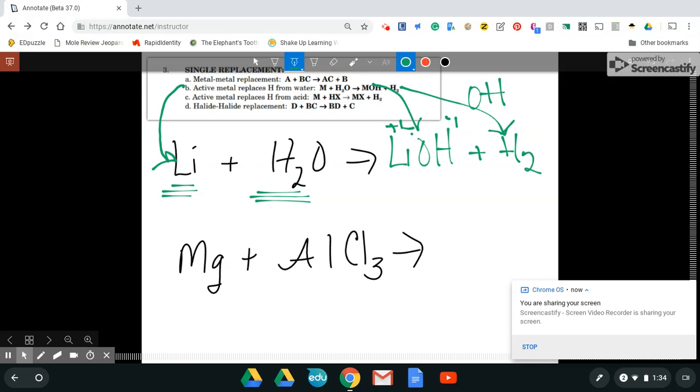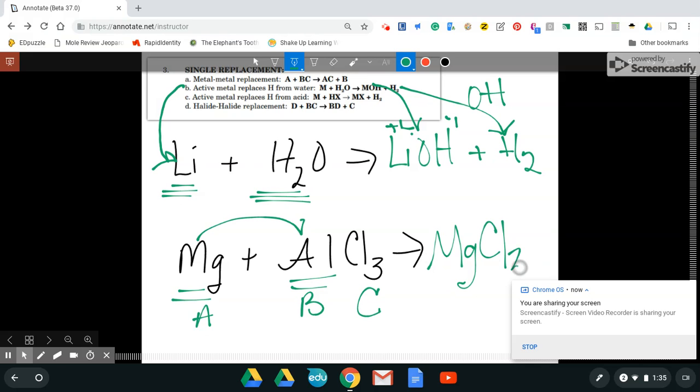Okay. Single replacement, magnesium plus aluminum chloride. This is my lone metal. Here is the metal that it's attached to. So think of this as A, B, C. So I need to move, and I'm going to have AC, which is MgCl2. Remember, this is +2, this is -1. That's why I'm getting the formula. Plus B by itself, which is aluminum. Okay? So all I'm doing is following this formula.